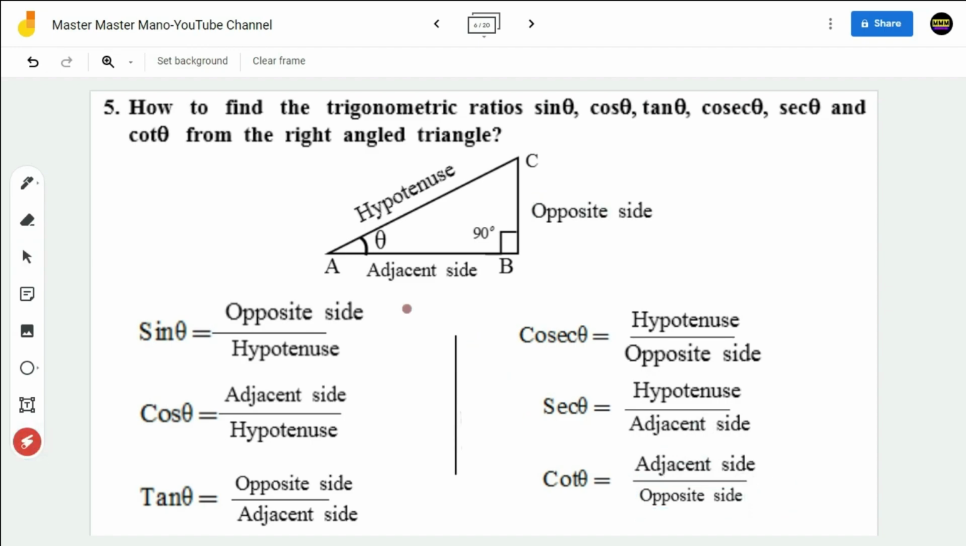Thus we have seen the 6 trigonometric ratios from this right angled triangle, that is sin theta equal to opposite side by hypotenuse, cos theta equal to adjacent side by hypotenuse, tan theta equal to opposite side by adjacent side, cosecant theta equal to hypotenuse by opposite side, secant theta equal to hypotenuse by adjacent side, and cot theta equal to adjacent side by opposite side. We have to keep in mind that cosecant theta is the reciprocal of sin theta, secant theta is the reciprocal of cos theta, and cot theta is the reciprocal of tan theta.